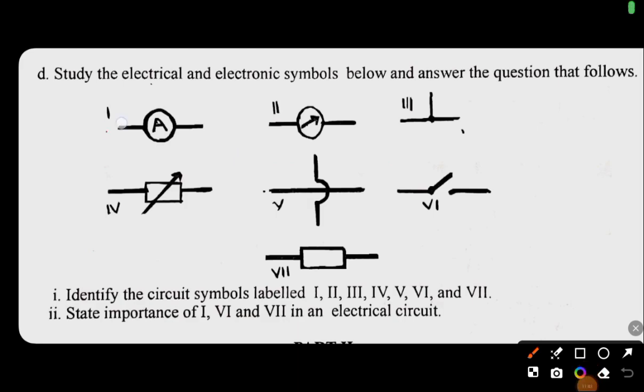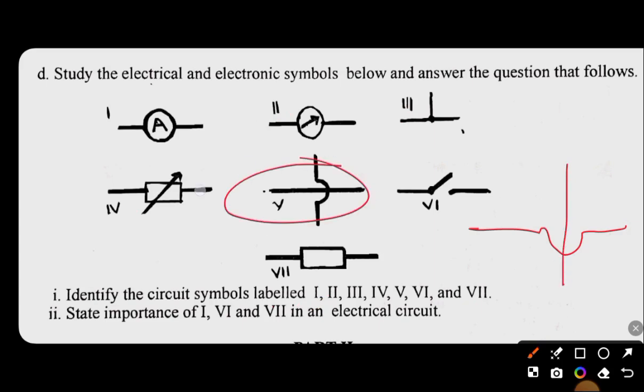I, we are asked to identify all the circuit symbols from I to VII. I is an ammeter, II is a voltmeter, III is a conductor, IV is a rheostat. Then I found this to be a circuit breaker, but we have something different here. We have this symbol with a line passing through. If you know it, kindly comment in the comment section. VI is an open switch. VII is a resistor.